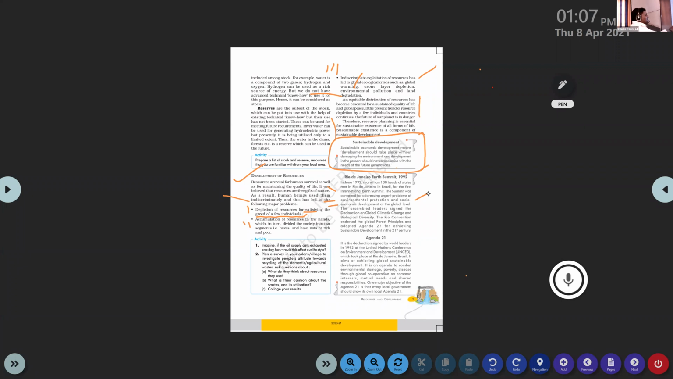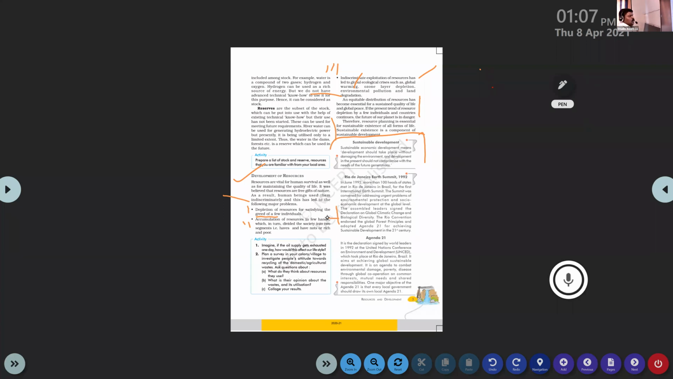The assembled leaders, those who attended the meeting, signed a declaration and an agreement. What is the declaration? It is termed the Declaration on Global Climatic Change and Biological Diversity. Almost all these leaders signed a document termed the Declaration on Global Climatic Change and Biological Diversity, which means the heads of the countries are trying to do something to protect the environment, making the world escape from climatic change and protect biological diversity, flora and fauna.